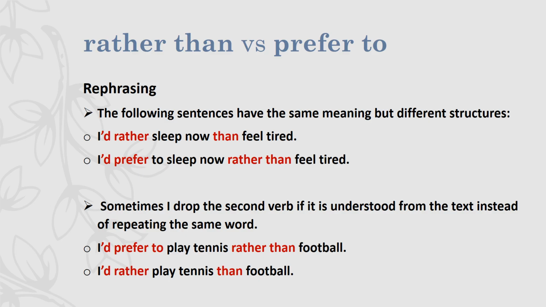Look at the second one. Sometimes I drop the second verb if it is understood from the text, instead of repeating the same word. So in this case, I will say I'd prefer to play tennis rather than football. I didn't say rather than play football because it is understood from the text. I'd rather play tennis than football. So in both cases, I didn't repeat the verb.